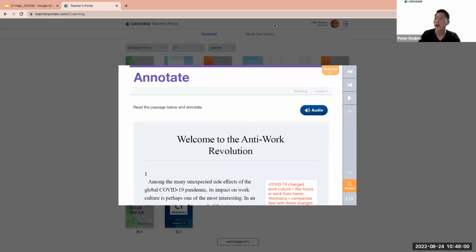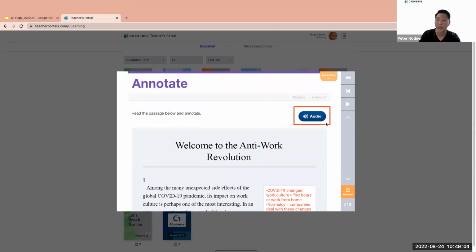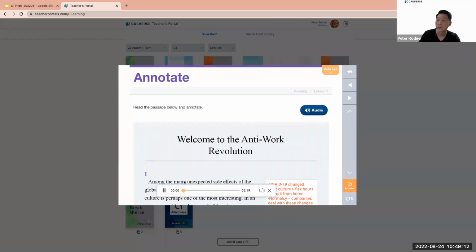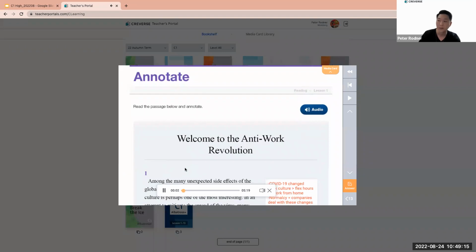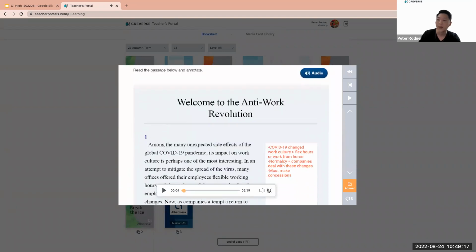Also, on a side note, I noticed that some teachers, especially new teachers, will see this audio button. Yes, there is an audio function that actually speaks out the reading for you. For example, "among the many unexpected side effects of the global COVID-19..." Okay, so this is not supposed to be used during the lesson.